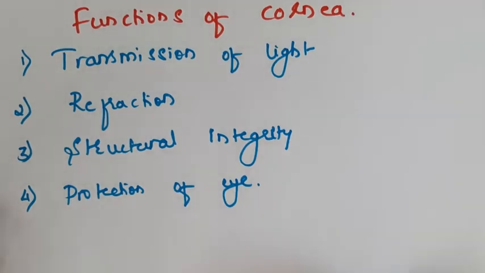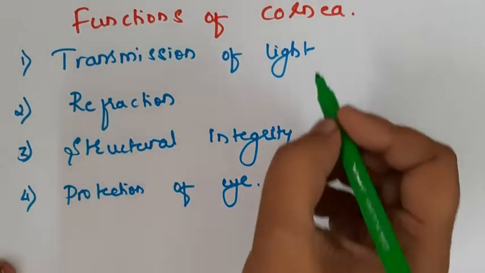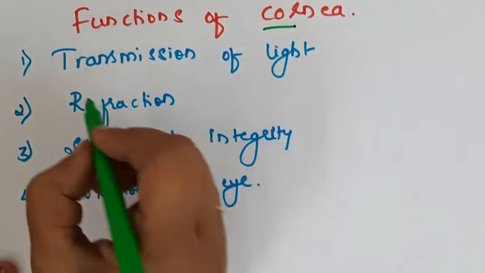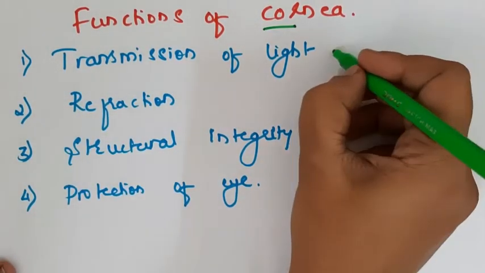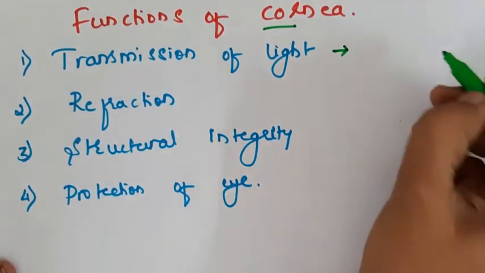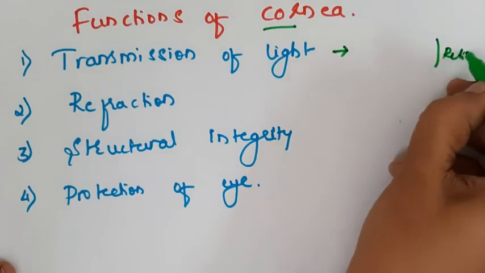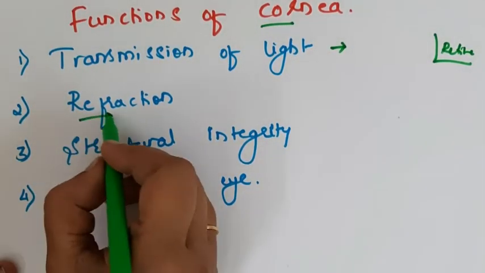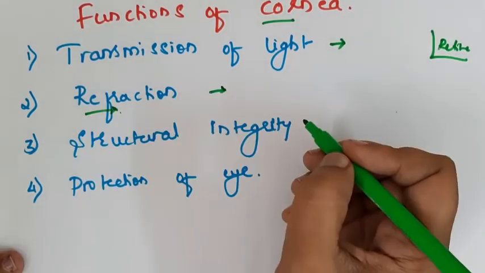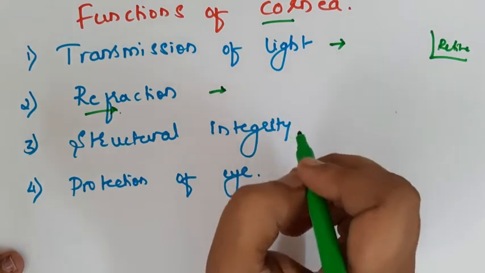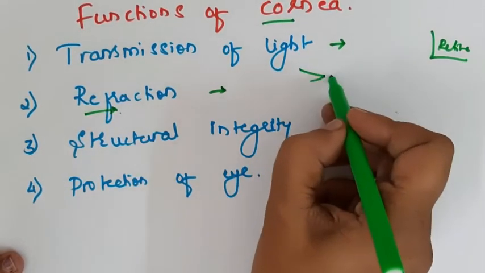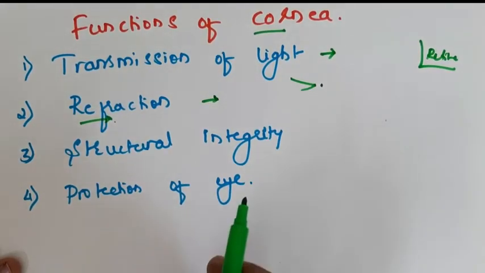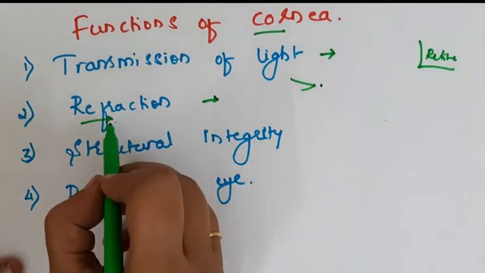So coming to the functions of the cornea, as you know, the cornea is a transparent structure. The most important function of the cornea is to transmit light from the exterior to the retina. It acts as a medium to transmit the light. The second important thing is refraction. As you know, this is a strong converging media that we have in the eye, so it will converge the light rays and focus them on the retina. The second function of the cornea is acting as a refractive media.